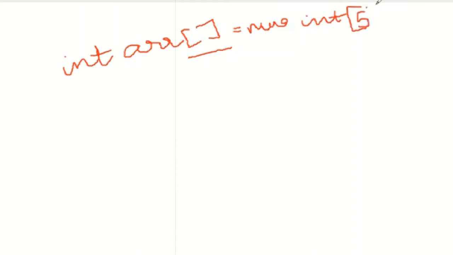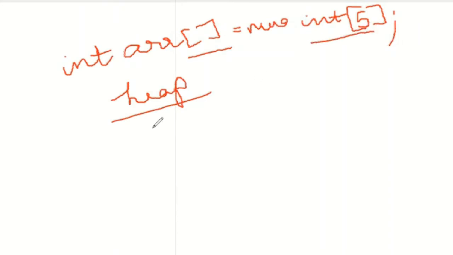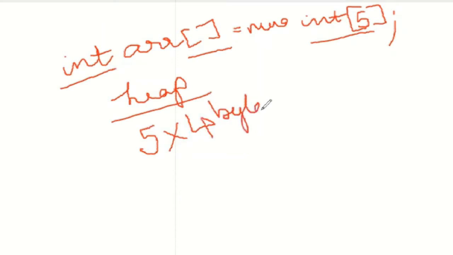So I said new int of 5. Now what will happen when I give this particular statement is that inside your heap, arrays are stored in the heap. So the memory allocation is done on the heap. When I said the size of the elements, 5 represents the number of elements that I need in the array. So 5 into, now what is the size of an integer? The size of the integer is 4 bytes. So 5 into 4 is equal to 20 bytes.